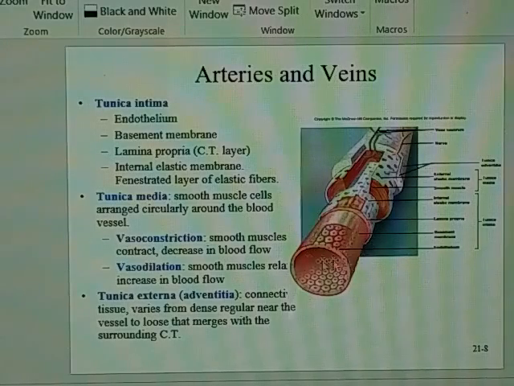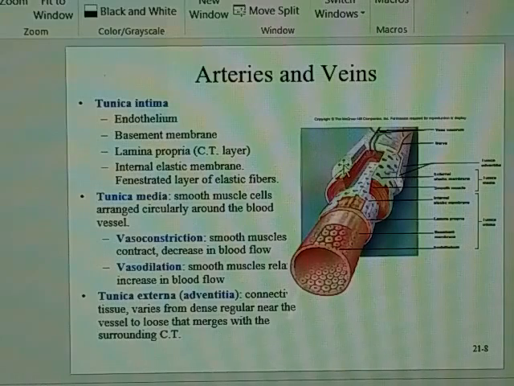As we move into the middle portion is where we're going to have our smooth muscle. And the smooth muscle cells, they're going to be circular around the internal tunic. And the smooth muscle is the reason that we can have either vasoconstriction or vasodilation, meaning it squeezes it shut or it opens it up.